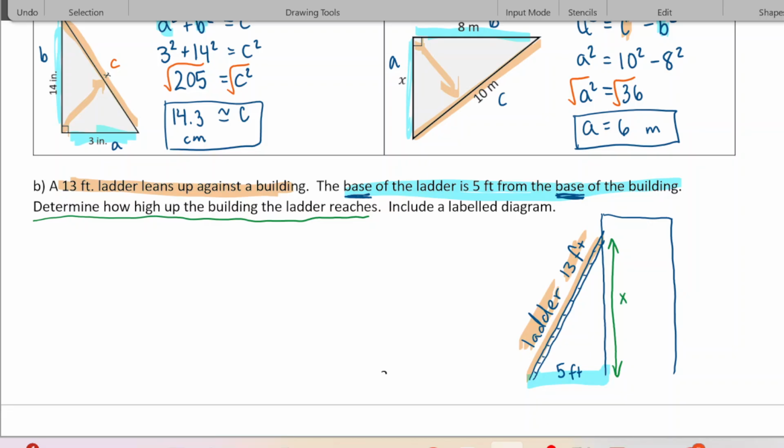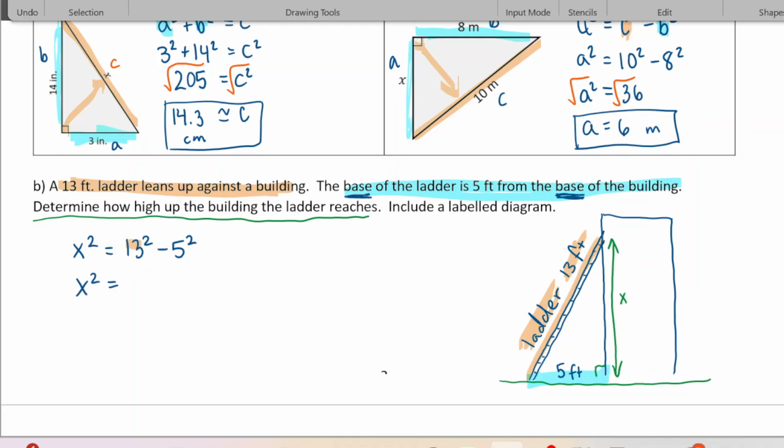So the right angle in this question is right here, where the ground meets the building. So in this question, I have the hypotenuse and one of the legs, and I need to find the other leg, which I've labeled X. So we can do X squared, and we want to use subtraction here because I have the longest side already.